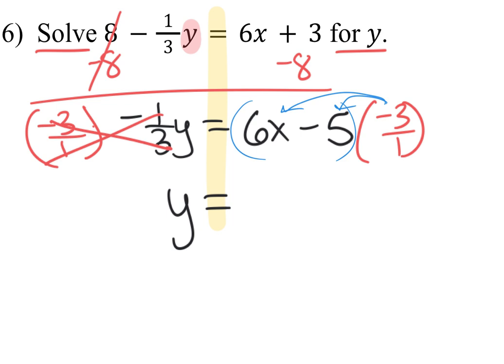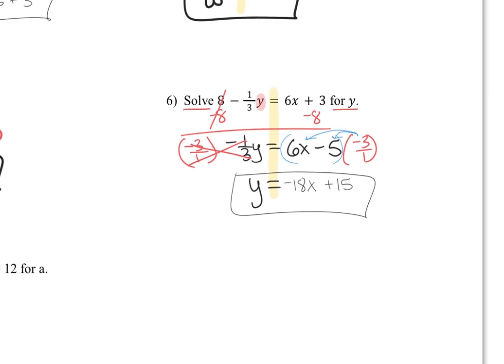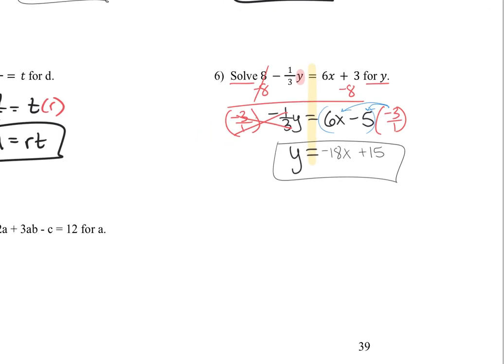All right, what's 6x times negative 3? Negative 18. Perfect, so negative 18x. And then plus? What's negative 5? Yep, negative 5 times negative 3 is plus 15. Awesome. I think we have one more on that page, right? All right, let's check it out.